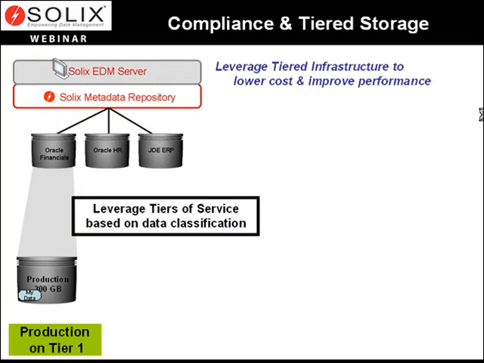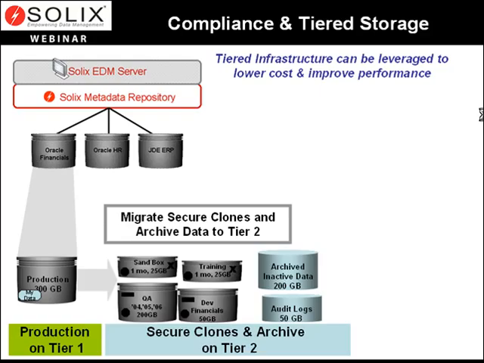So to wrap it up, by combining compliance and tiered storage in securing your environment, there's a lot of additional benefits by reducing that production size by archiving. By placing that information on your Tier 1, you can start to leverage tiers of service based on that archive classification. And then you migrate that archive data and your test and development environments that have been masked, including your audit logs, into a secure environment that is residing on Tier 2.